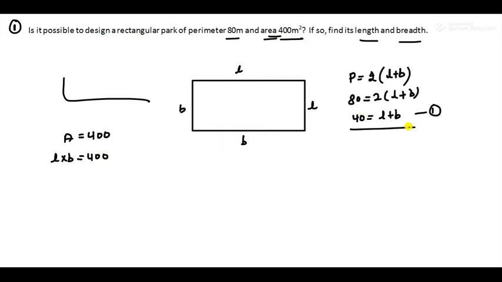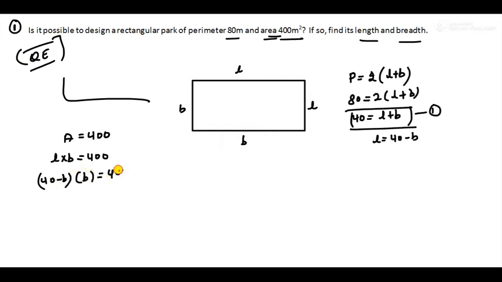Now, you can substitute. See, this is from the quadratic equations chapter, because they have given area. Now, you can write L as what? 40 minus B, isn't it? Or B as 40 minus L. So L is 40 minus B, into B, which is equal to 400. So this becomes 40b minus b square equals 400. So we can write this as b square minus 40b plus 400 equals 0.